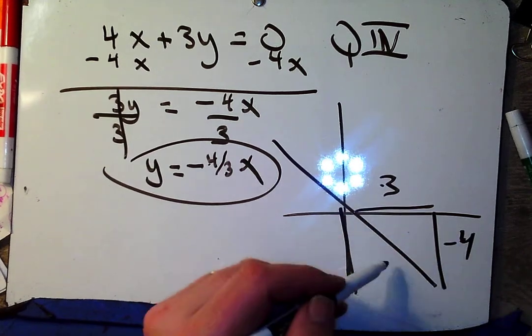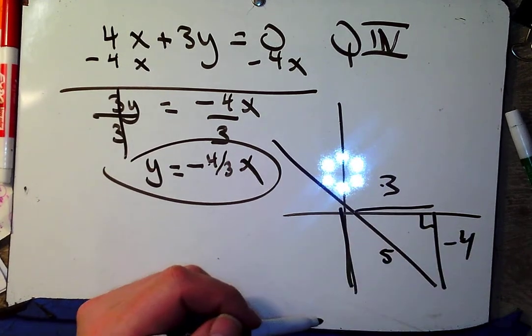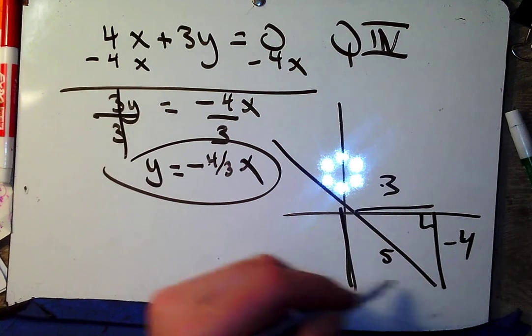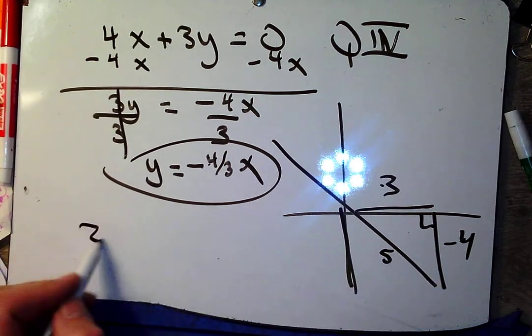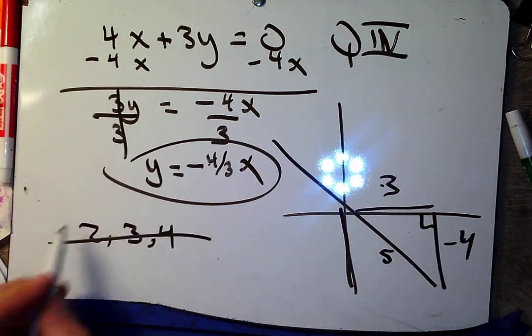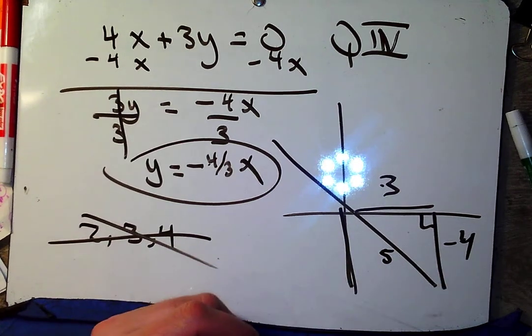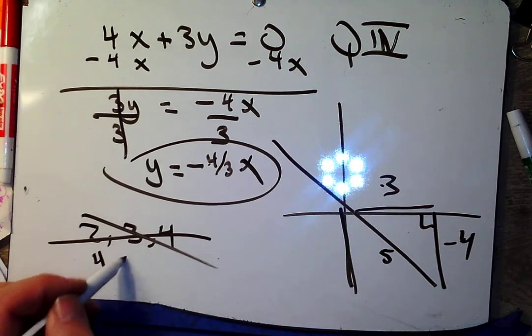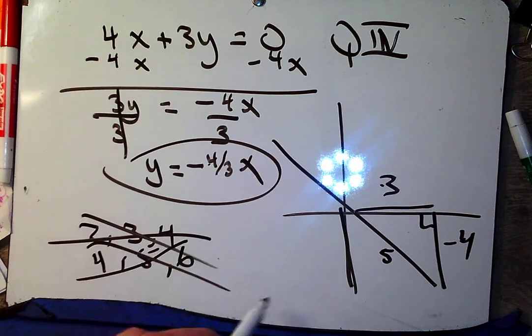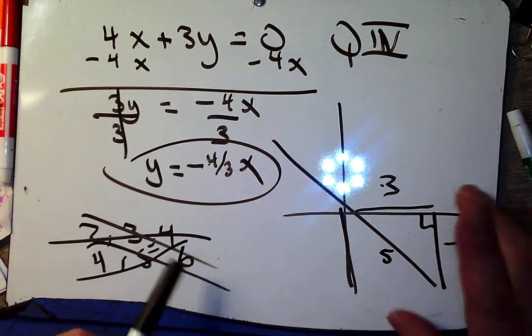Oh, look, 3, 4, I guess that's 5. It doesn't work for any 3 consecutive numbers. There's no such thing as the 2, 3, 4 right triangle. But there is the 3, 4, 5. But there is not the 4, 5, 6. So it's not any consecutive numbers. It's just these particular ones.